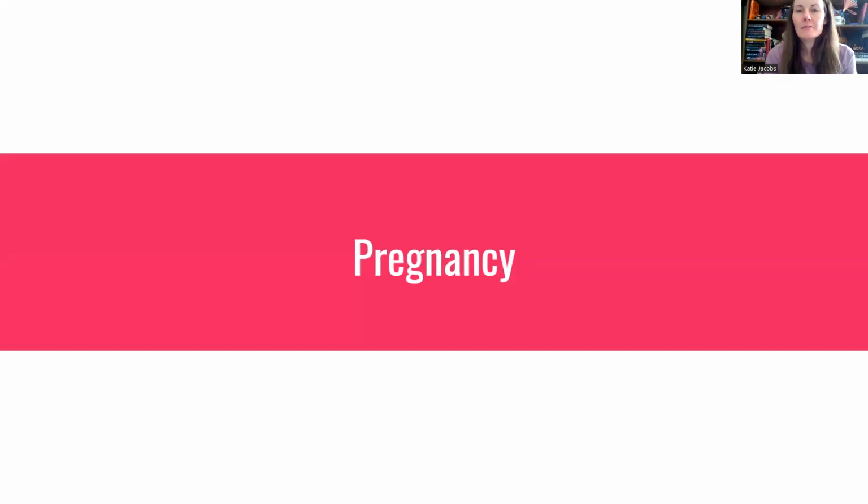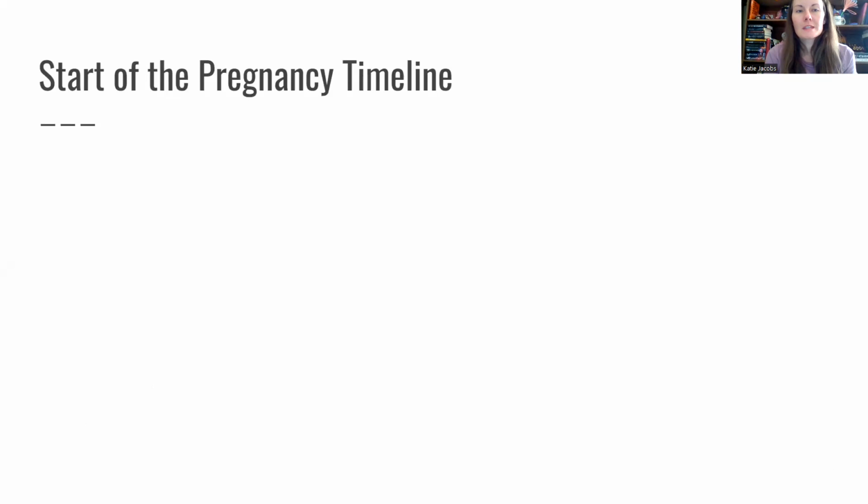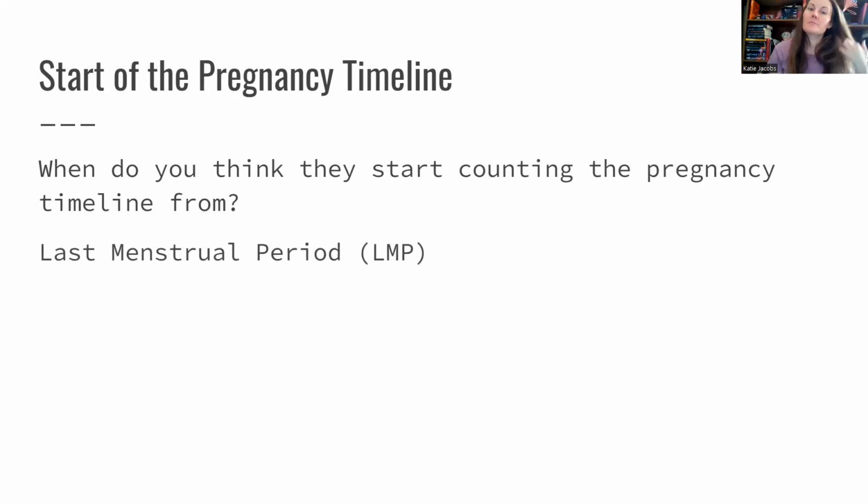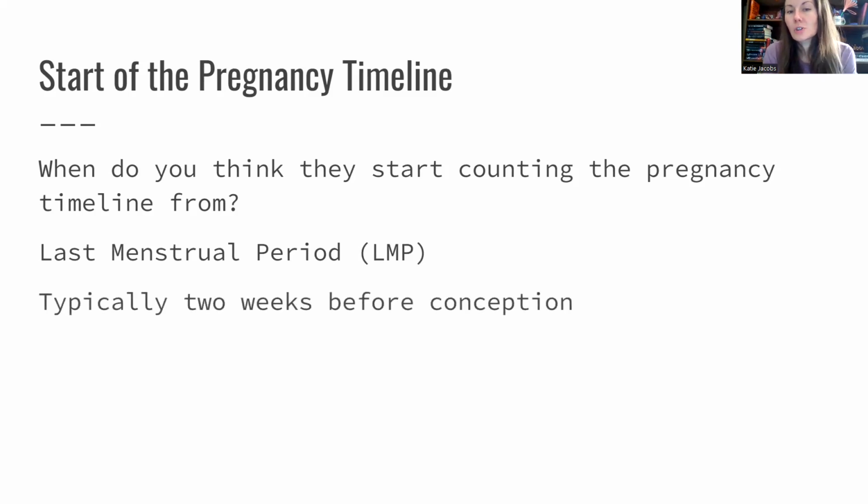So pregnancy, if you remember, is where we talk about the person carrying the baby. But the start of the pregnancy timeline might not be where you think it is. We start counting prenatal development from conception. So when do you think they start counting the pregnancy timeline from? They start counting from the last menstrual period, sometimes referred to as the LMP. Typically this is 2 weeks before conception. So let's think about this a little bit. Your last menstrual period is day 1 of your last cycle. It's the day you first started your period.